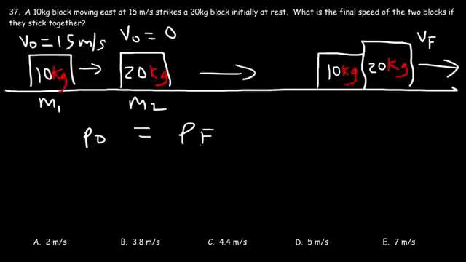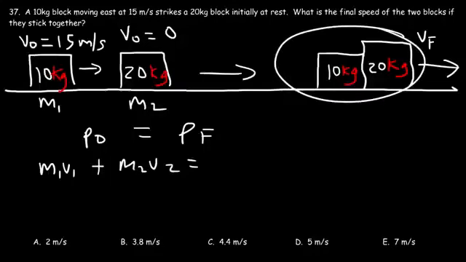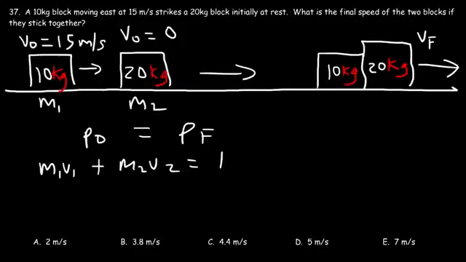Momentum is mass times velocity. So the momentum for object 1 is going to be m1v1. For object 2, it's m2v2. And then you can treat this as one object. So that's going to be the combined mass times the final speed. Now the combined mass is m1 plus m2. So this is the equation that you need anytime you want to calculate the final speed of two objects that stick together after a collision.